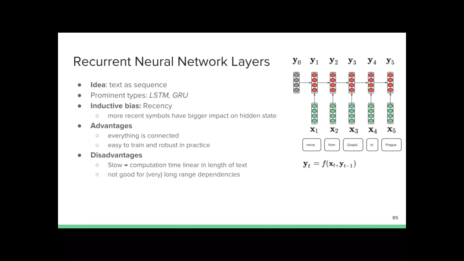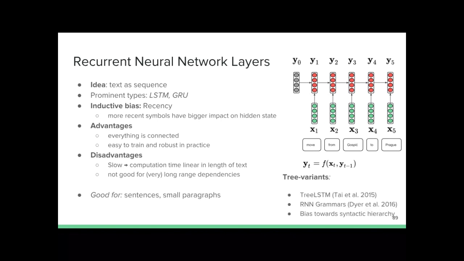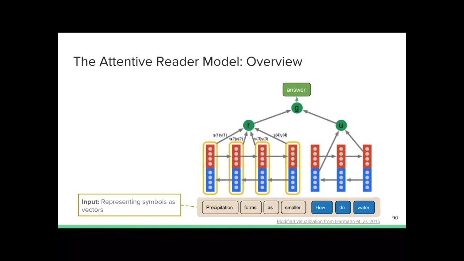And even though in theory they can capture long-distance dependencies, they're actually not that good at it. It's very rare that the representation of a word here still has a substantial impact from the representation of a word 20 words before. And that's a problem. They're generally therefore good for sentences and maybe very small paragraphs, but you wouldn't really use them for long documents necessarily. There are different variants of this, but I'll skip over this.